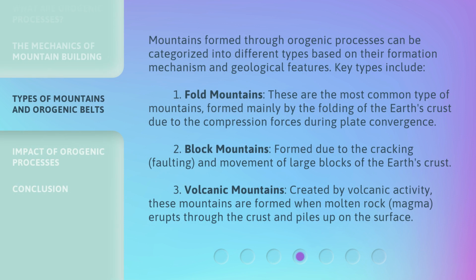Mountains formed through orogenic processes can be categorized into different types based on their formation mechanism and geological features. Key types include: 1. Fold mountains. These are the most common type of mountains, formed mainly by the folding of the Earth's crust due to the compression forces during plate convergence.